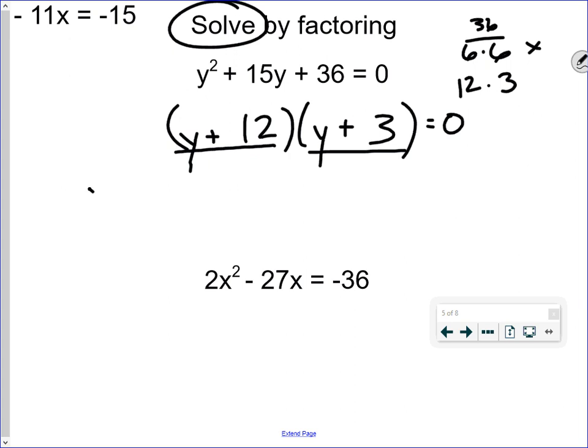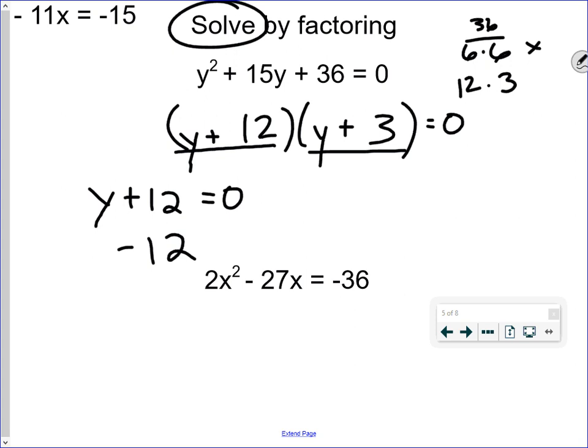We take one of our factors, y plus 12. That's what I meant when I said give me one of my factors. Just give me y plus 12. Okay? So our zero product property is we take that factor and we set it equal to 0. And then we solve for y. So solve that for y. Negative 12. So negative 12 is one of our solutions.